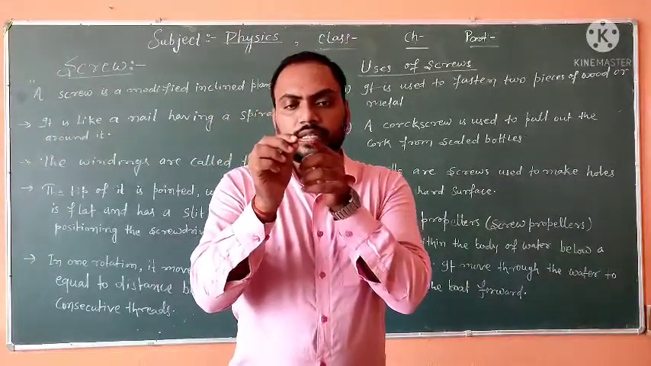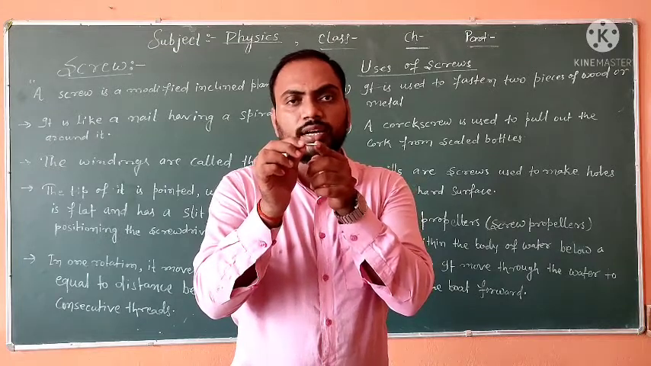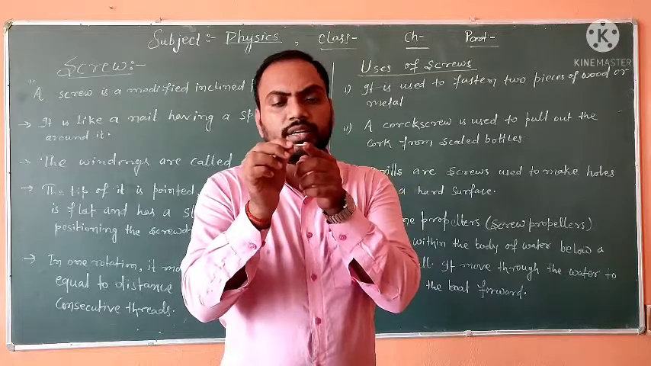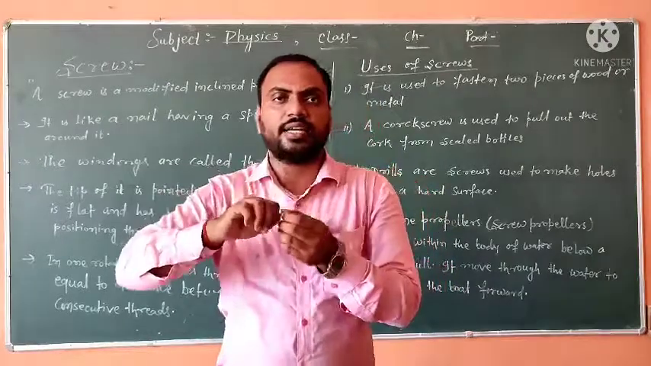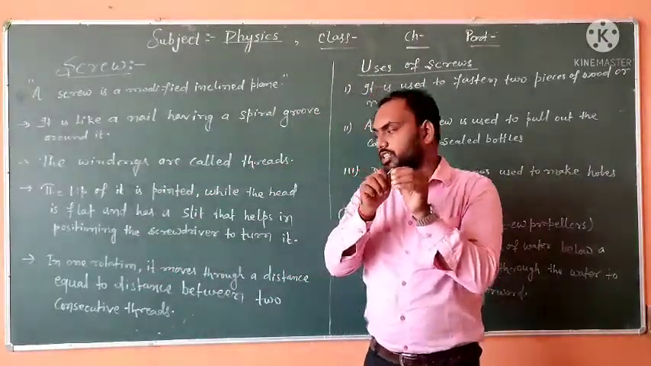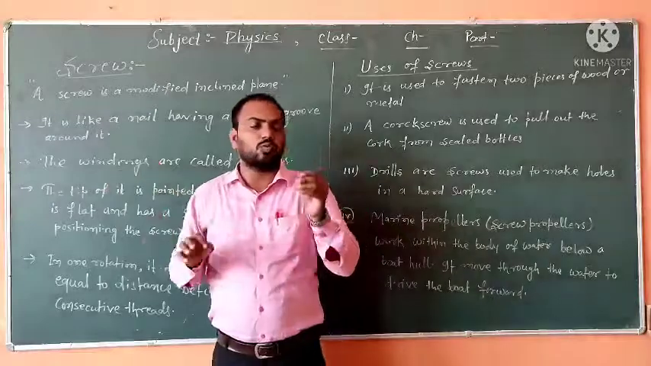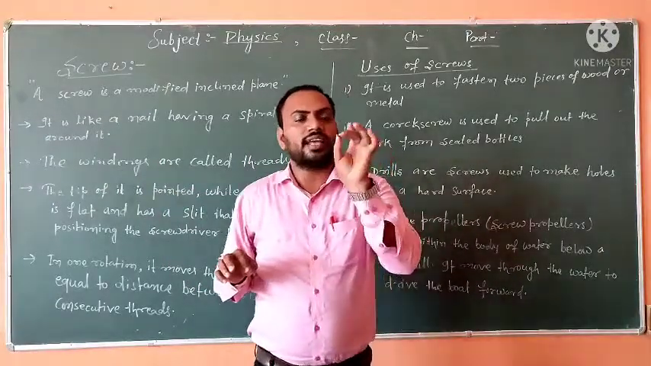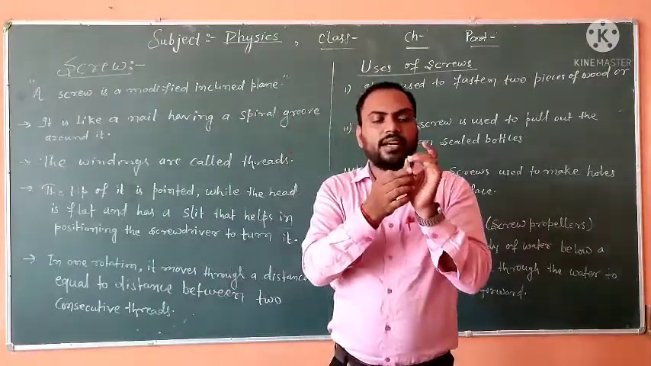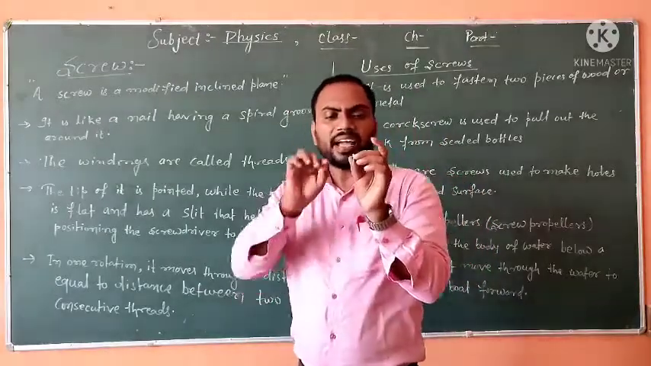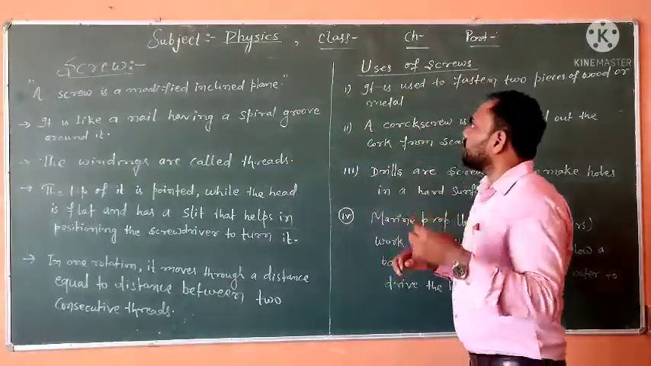Dear, understand, there is a consecutive thread. If you drive this nail by one rotation, it will move a distance equal to that between its consecutive threads. Okay, dear? So this is how we understand what a screw is. The screw is a nail-like structure. It is a modified inclined plane. It has a pointed head, a flat back, and a slit on it. The groove is called thread. You may understand it.